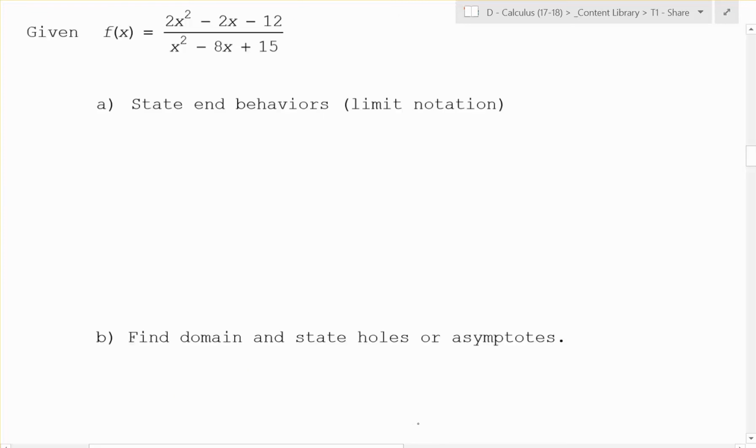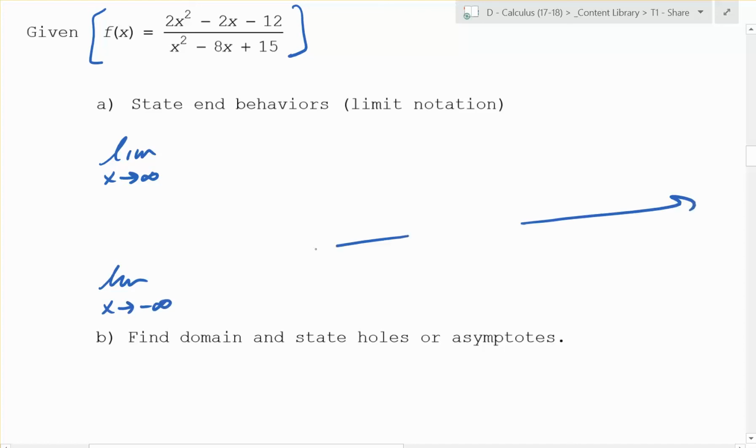So now we're going to put together everything we've learned about rational functions, add in a few more things, and then graph them from a function. So first we're going to state the end behaviors. And remember, that's the limit as x goes to infinity of the function and the limit as x goes to -infinity. What happens as x gets infinitely big, infinitely small, or infinitely big and negative? So let's start with this one. What happens as x goes to infinity of this function?